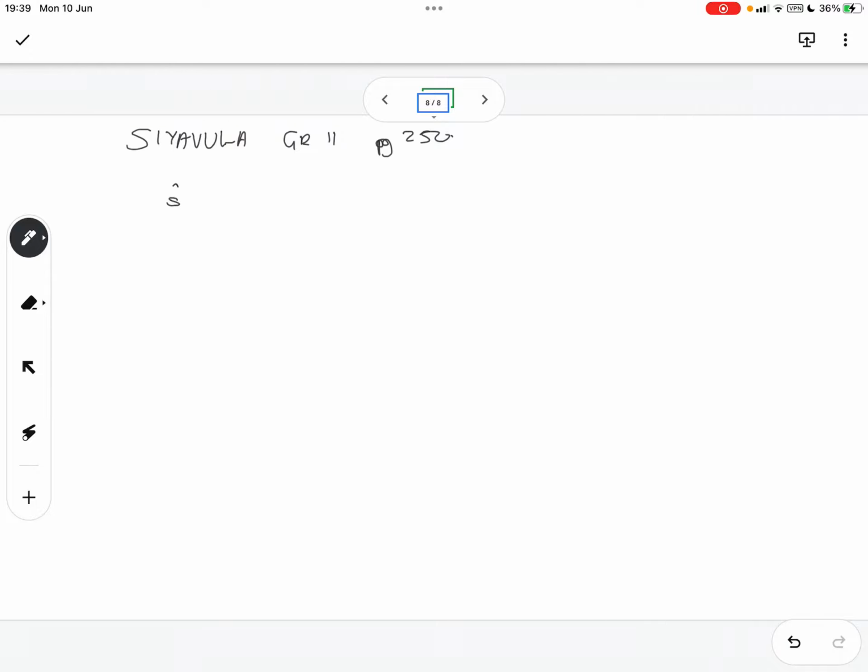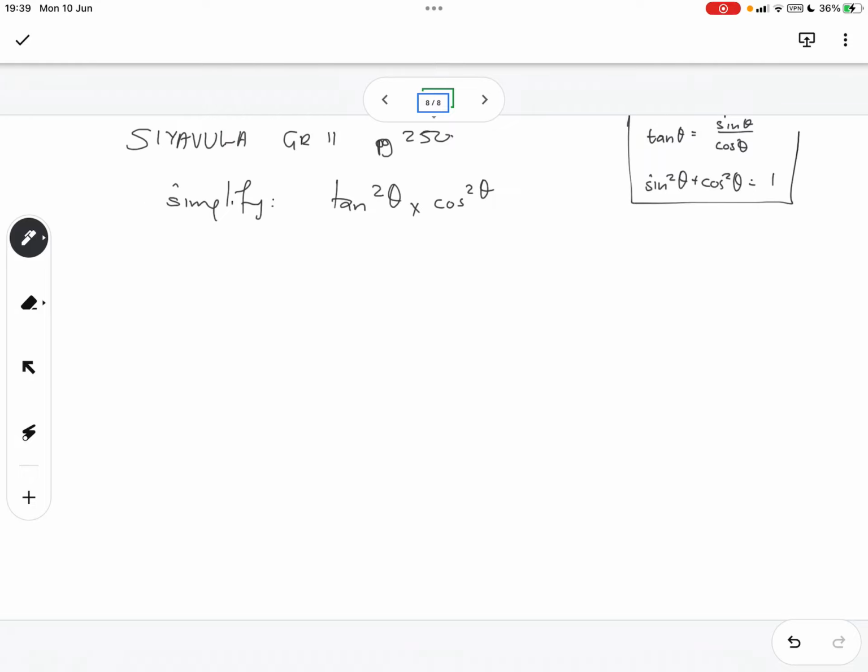So I'm looking at the grade 11 Siyavula textbook, ne? Grade 11, and this is page 250. All right, so if we are to simplify tan squared theta times cos squared theta.